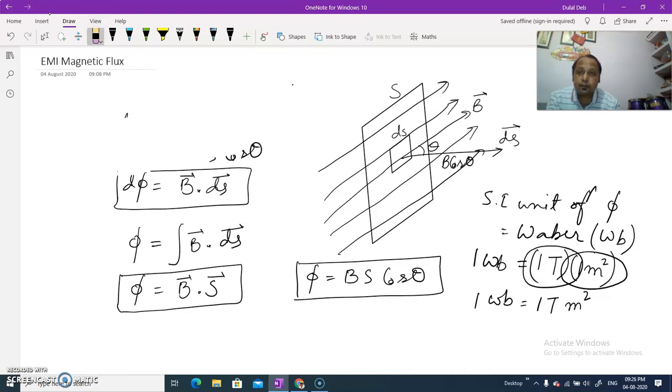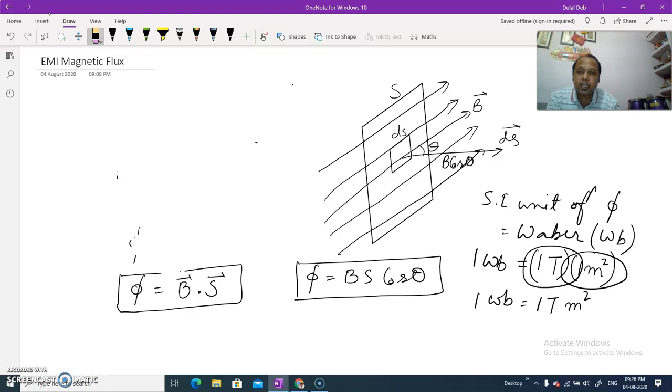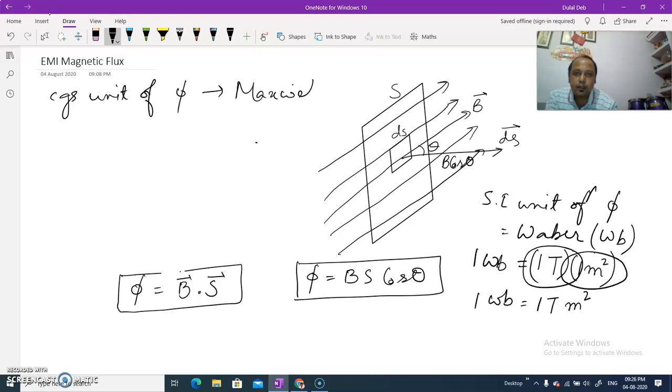So let me rub this up first. The CGS unit, we are going to calculate the CGS unit. So let us see how it has to be calculated. Now you should first know what the CGS unit is. The CGS unit of magnetic flux is Maxwell, and Maxwell is represented as Mx.